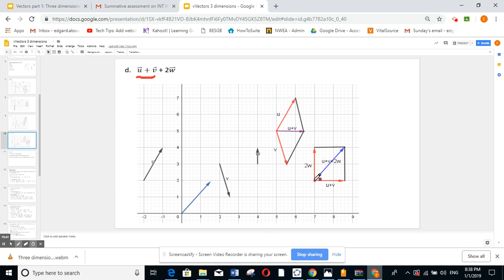So I take another point. I do u plus v. Then I want w. If this is w, I do double of it, parallel, same direction. I do another resulting. So this will be u plus v plus 2w, as you can see. You can do it from the origin, or you can keep it.